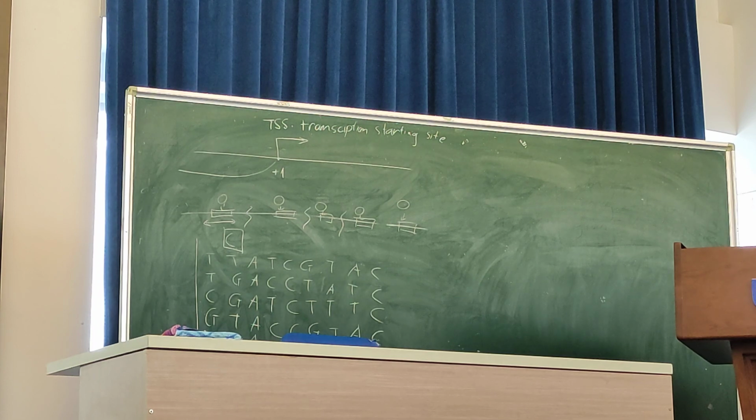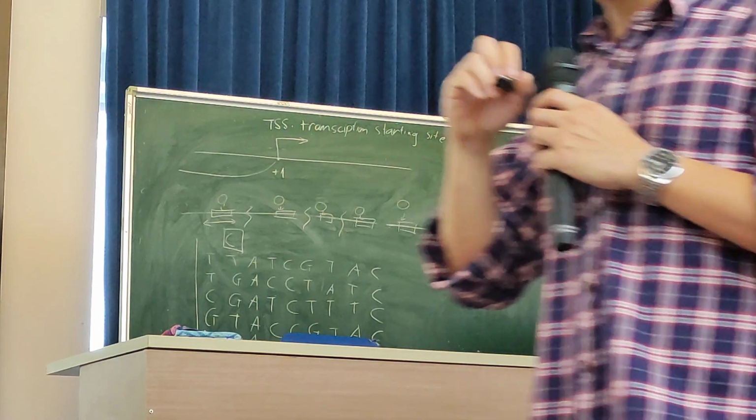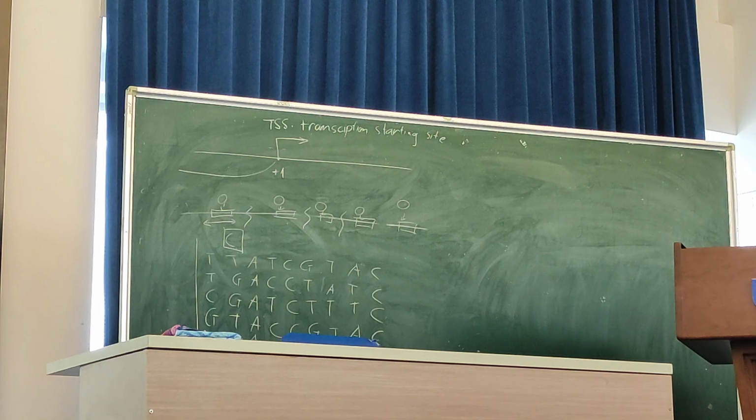So based on this, scientists can make algorithms to build up a binding motif for each type of transcription factor. And please remember that there are thousands of transcription factors. Each transcription factor has its own specificity with different genes. Okay?